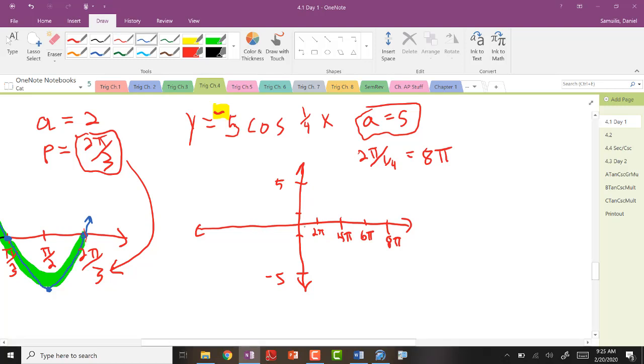All right, so what's cosine do? The cosine kid starts at the high point, but wait. It's flipped over the x-axis. So it doesn't start at the high point, it starts at the low point. It's the flipping of the cosine kid. Then goes to 0, then goes to the high point, then goes to 0, then goes to the low point. Here is one cycle of the cosine kid.